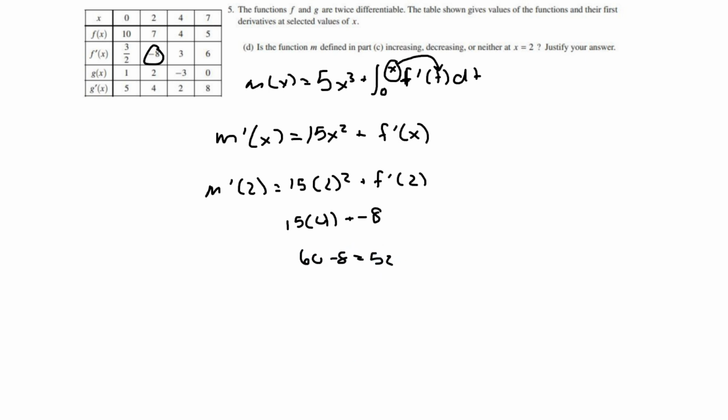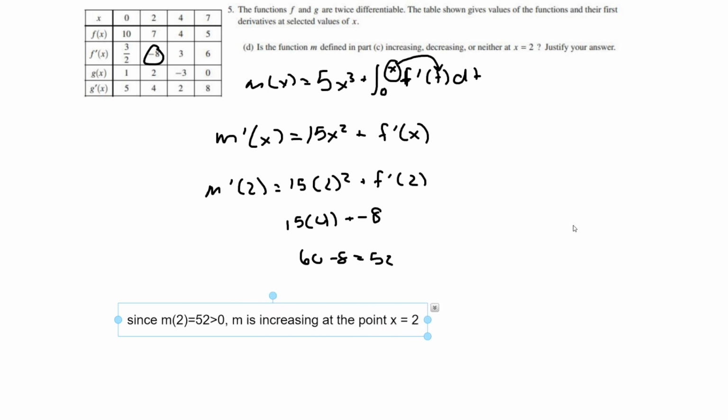So then for our justification, we're going to say that it's increasing. So we're going to say, since m prime of 2 equals 52 is greater than 0, m is increasing at the point x equals 2.